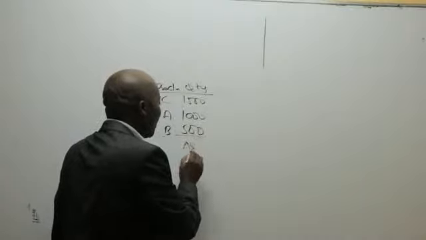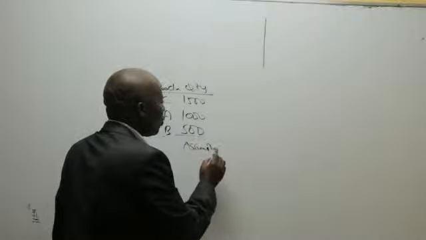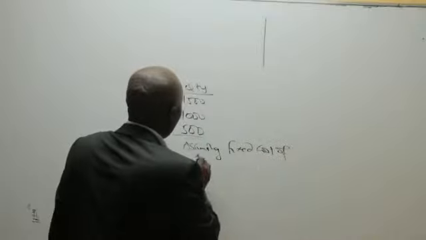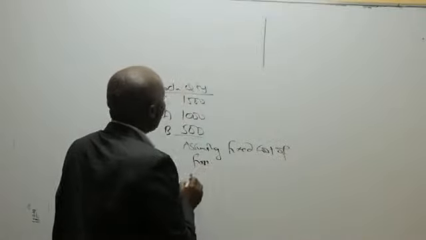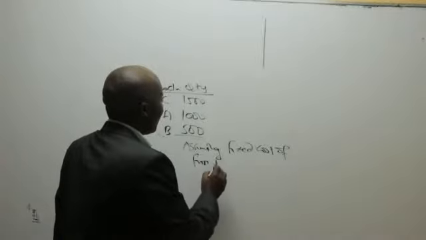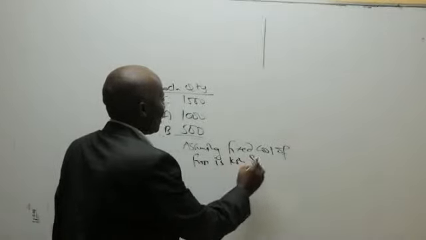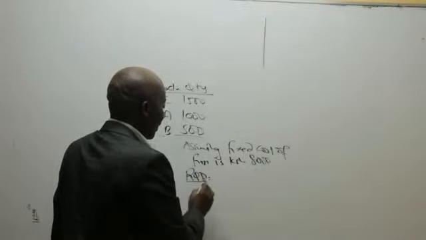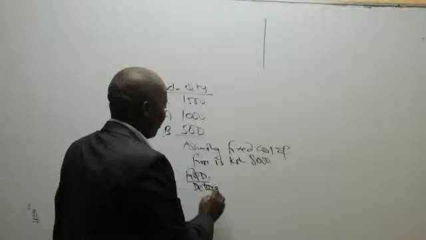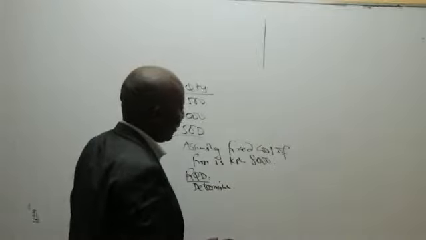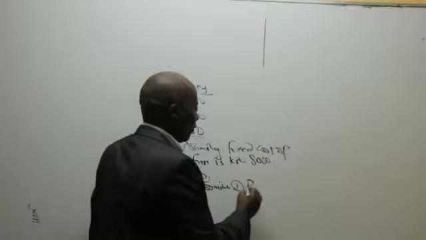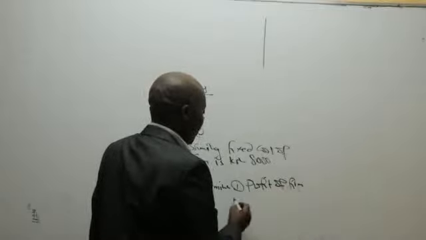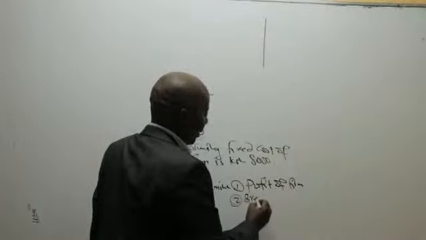Now, assuming the fixed cost of the farm is Kenya shillings 8,000, you'll be required here to determine, number one, the profit of the farm, and then number two, the break-even point.